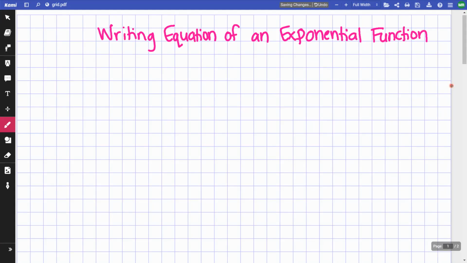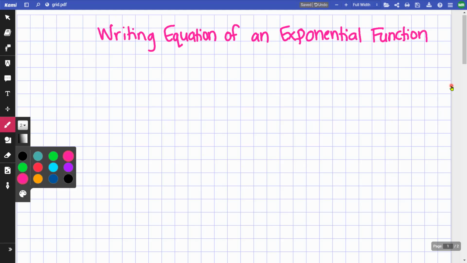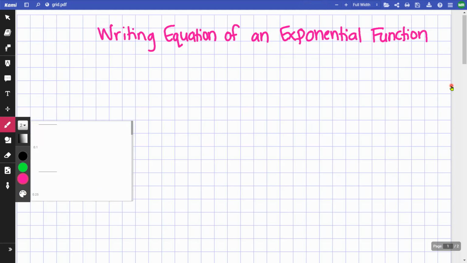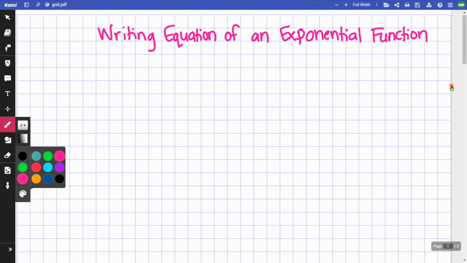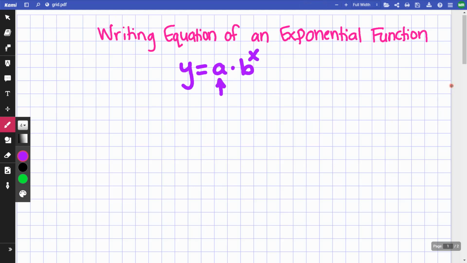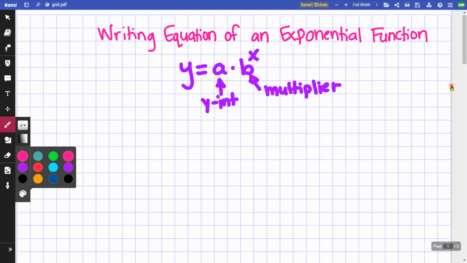Now I'm going to go through a couple of easy examples and a couple that are harder. So when we're doing this, what you want to remember is that the equation we are dealing with is going to be y equals a times b to the power x. Your a is your y-intercept, and the b is what you are multiplying by. It's your multiplier. So that is kind of our format that we want for these.